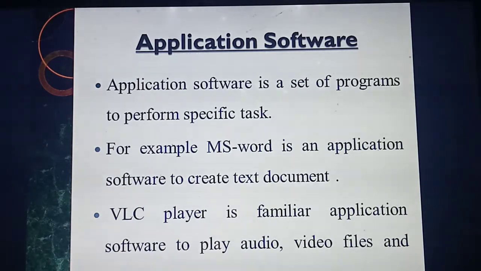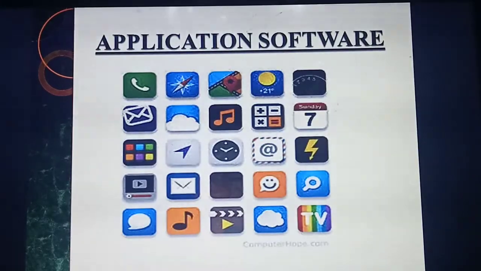What do you mean by application software? It is a set of programs or instructions to do a particular task. Some examples they are giving: MS Word is an application software mainly used to create a text document, and VLC player is mainly used to play audio or video files. These are some examples of application software. You might have seen all this in your mobile phone. Some familiar application software: contacts, location, weather. Each and every application software has some task. The first one, the green symbol with a phone, gives the contact list, isn't it? The second one, messages, lets you see messages. Likewise, each and every application has some task, and based on that you can use it.